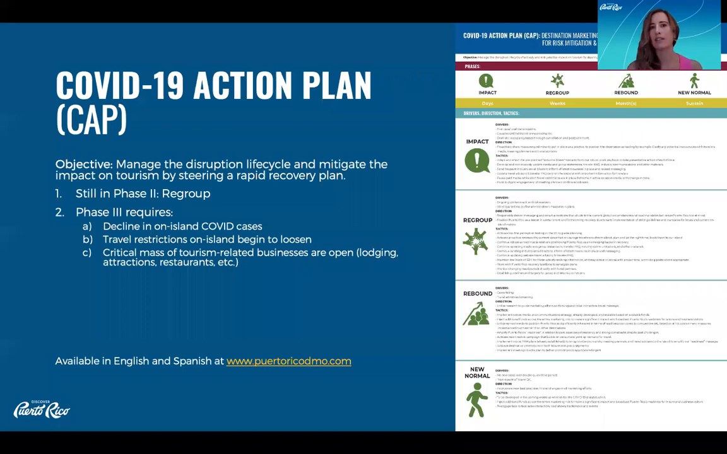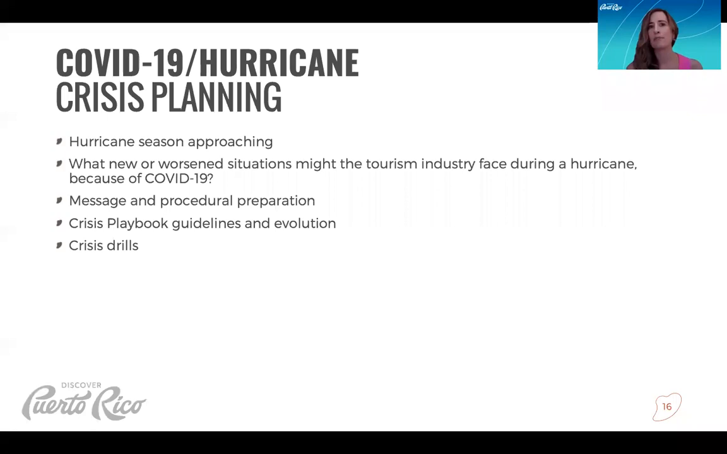And while we manage the COVID crisis, we must also be cognizant of the upcoming hurricane season rapidly approaching. This year's hurricane season will bring new challenges in conjunction with COVID-19. And we must be prepared. In fact, we are already receiving inquiries from journalists on this topic.